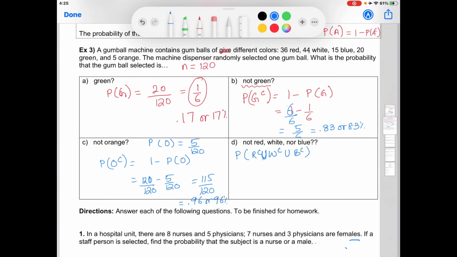So what's the probability of red complement? If it's neither red nor white nor blue, how many am I left with? I don't want to count red, I don't want to count white nor blue. I'm left with what? Just green and orange. So it is 25 over 120, or I can even say this is 5 over 24, which is the same thing as 20.8%, which is basically 21%. Or I can say 0.21.